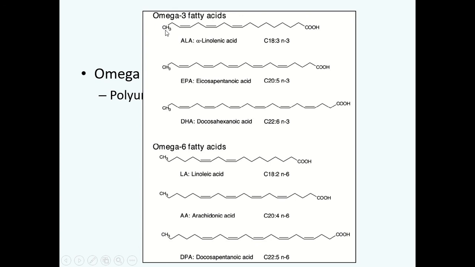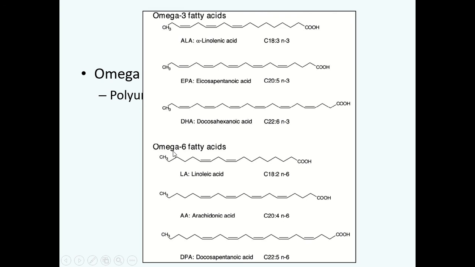Starting from the omega terminal or the methyl terminal of the fatty acid, on carbon number 3, a double bond is present. So from the omega end, this is carbon 1, that's 2, and 3. You can see that all of these fatty acids contain a double bond on the third carbon starting from the omega terminal of the molecule.